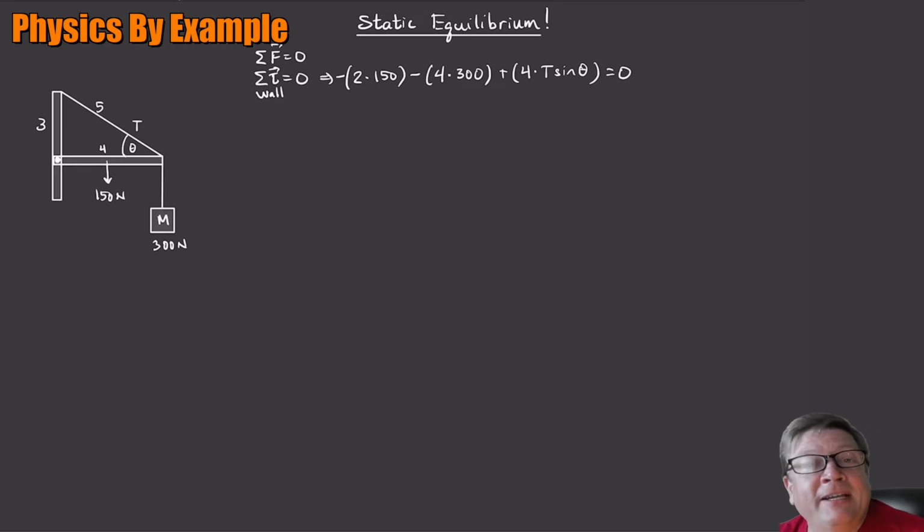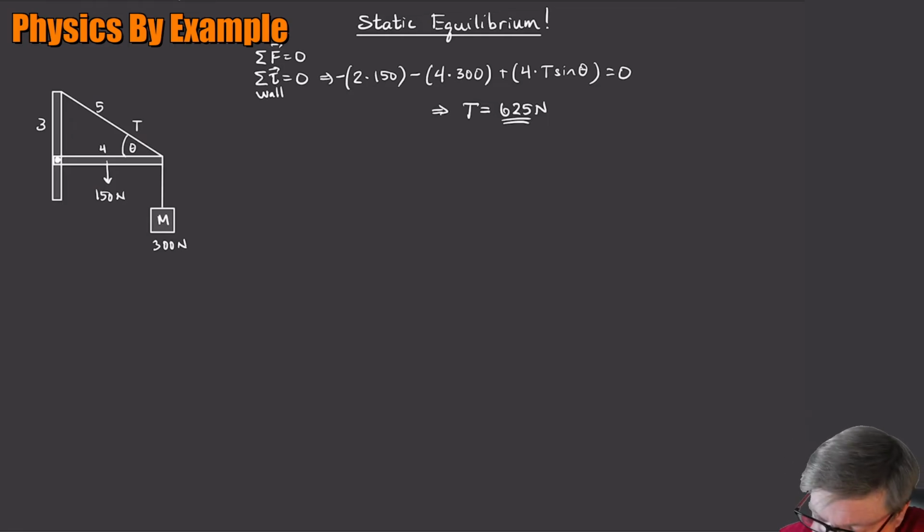So it looks like I have everything I need to solve for T. If you solve for T, what you're going to find is that T is 625 newtons. Cool. Well, look what I can do now. Now that I know what T is, I can say that the sum of the forces in the x direction is 0. Because the x component of T is going to be equal to the x component of the force on the wall, or really the force on the boom.